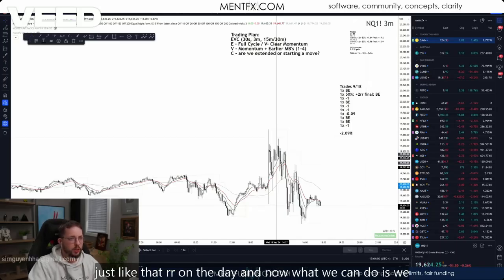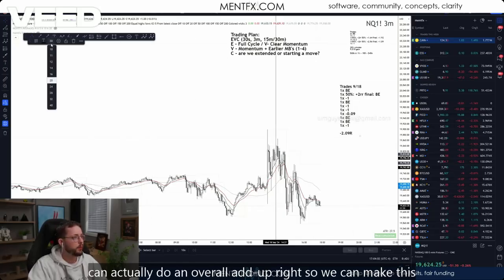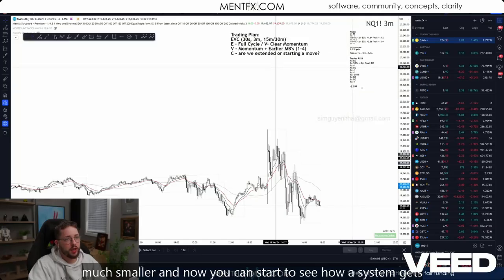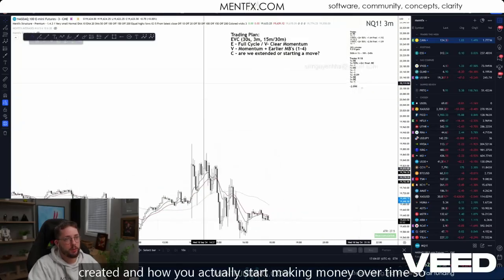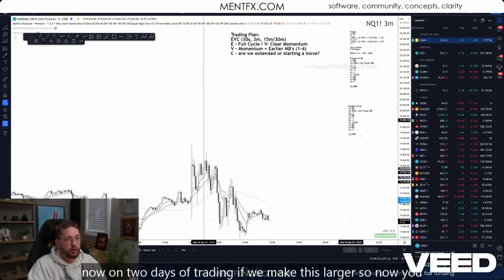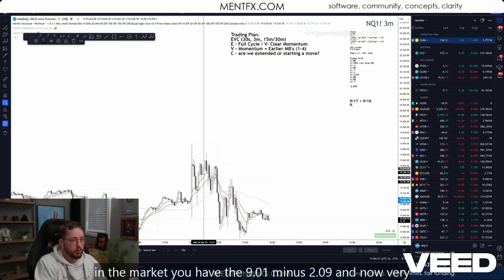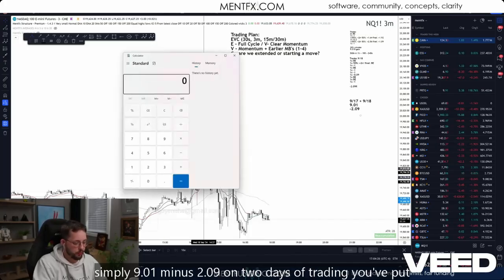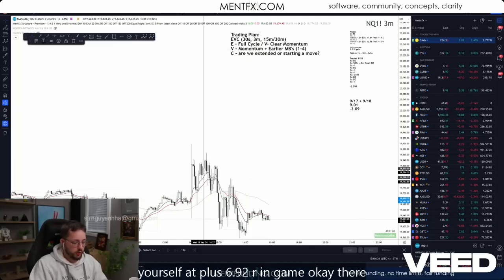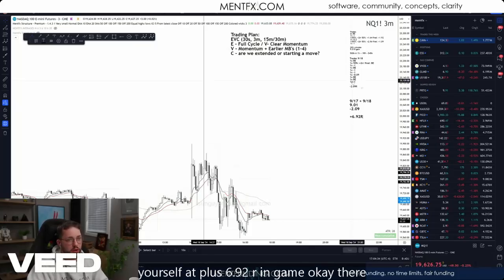And now what we can do is an overall add up, right? So we can make this much smaller. And now you can start to see how a system gets created and how you actually start making money over time. So now on 2 days of trading, if we make this larger, you do 917 plus 918. This is literally how consistency is built in the market. You had the 9.01 minus 2.09. And now very simply, 9.01 minus 2.09. On 2 days of trading, you've put yourself at plus 6.92 R in game. Okay.